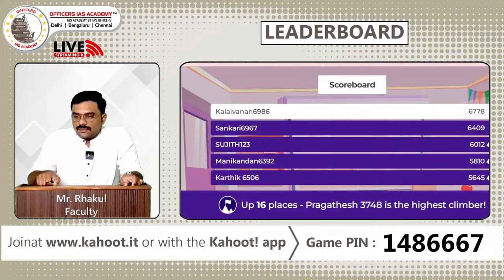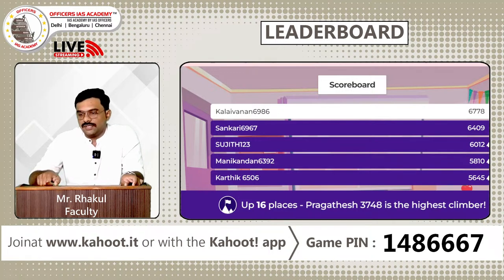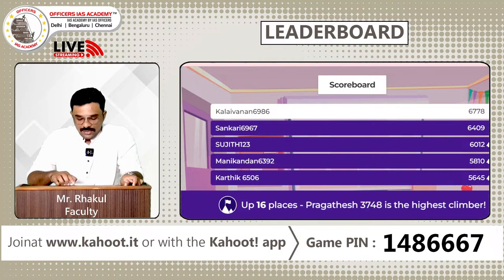Kalaivanan is still in the first place. Shankari is still in the second place. Sujit has come up to the third place. Manigandan and Karthik have come up to the fourth and fifth places respectively. Pragadish has come 16 places up. He is the highest climber in this question. I congratulate all these people. So, I hope everyone is clear about the basic structure doctrine. So, let us move to the 8th question, the next question.